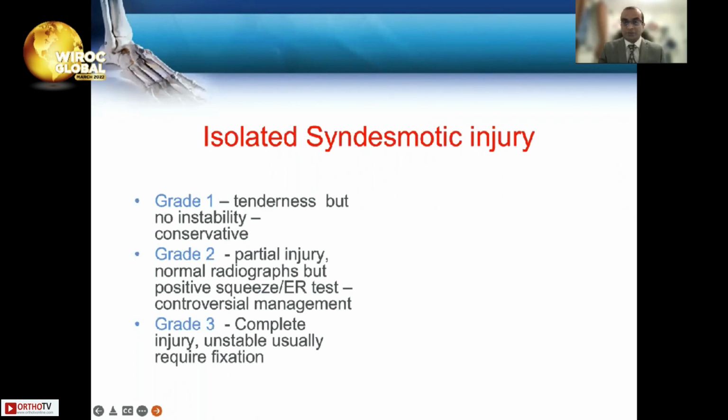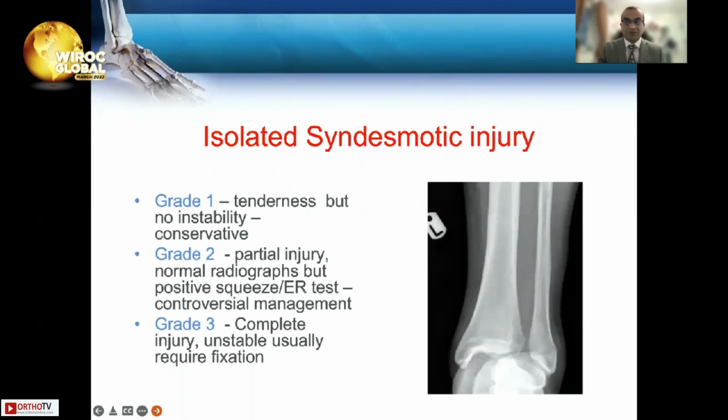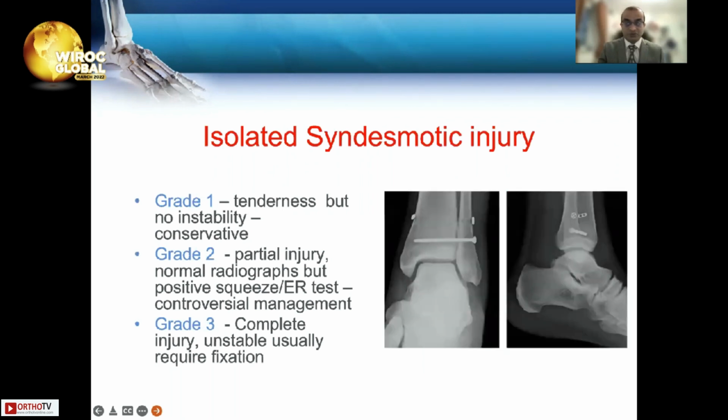The question is to diagnose whether it's a stable or an unstable injury. An isolated syndesmotic injury can be of grade 1, where there is tenderness but no obvious instability. This is best treated conservatively. In cases of grade 2 injury, where there is partial injury, normal radiographs, but a positive external rotation stress test or a positive squeeze test, the management of these is a bit controversial and depends on the demands of the patient. A complete syndesmotic injury, which is commonly seen in a high Weber C type of ankle fracture, generally needs stabilization with screws, tight ropes, or combinations.